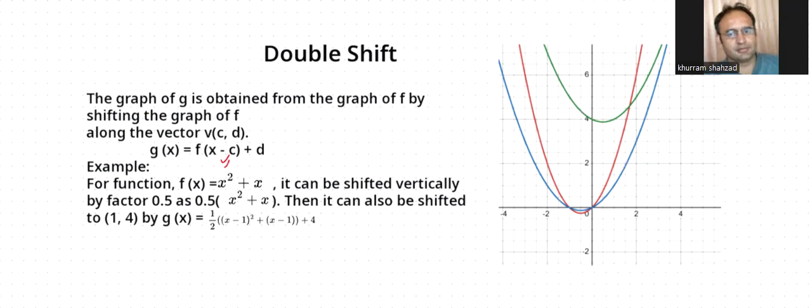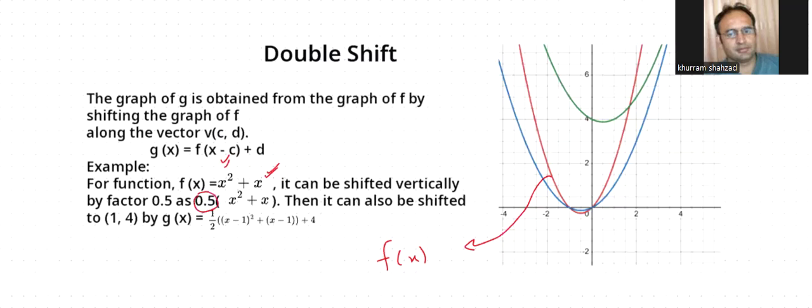So now what happened? Now you can see this is an example of this kind of double shift. f of x is equal to x squared plus x. The graph in red color is for f of x. Now what we have done here is multiply this x squared plus x by 1/2, or we can also write this as 0.5.